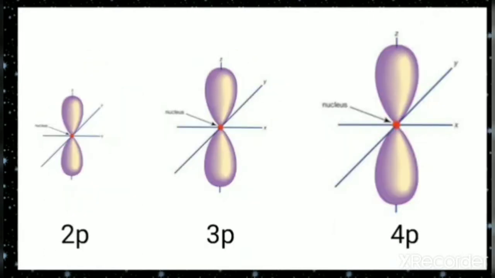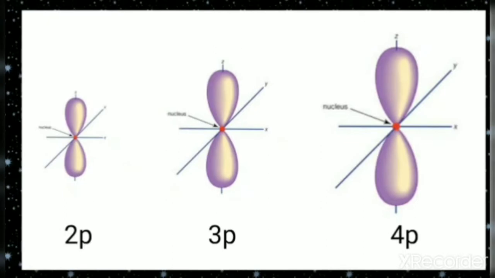When you compare the size, the smallest one will be 2p, then 3p, 4p, and so on. So 2p represents: 2 is the energy level and p is the orbital. That means on the second orbit, the orbital is p. For 3p, 3 is the energy level and p is the orbital. For 4p, 4 is the energy level and p is the orbital. So 2p is the dumbbell shaped orbital in the second orbit, and so on.